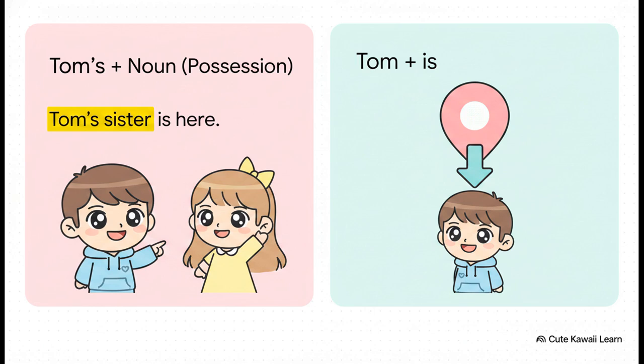And here's another one that can be a little tricky. Sometimes that apostrophe S can also be a short way of saying "is." So how can you tell the difference? It's really simple. Just look at the very next word. If a noun comes next, like in "Tom's sister," it's about possession. But if a description or a place comes next, like in "Tom's here," then it means "Tom is."